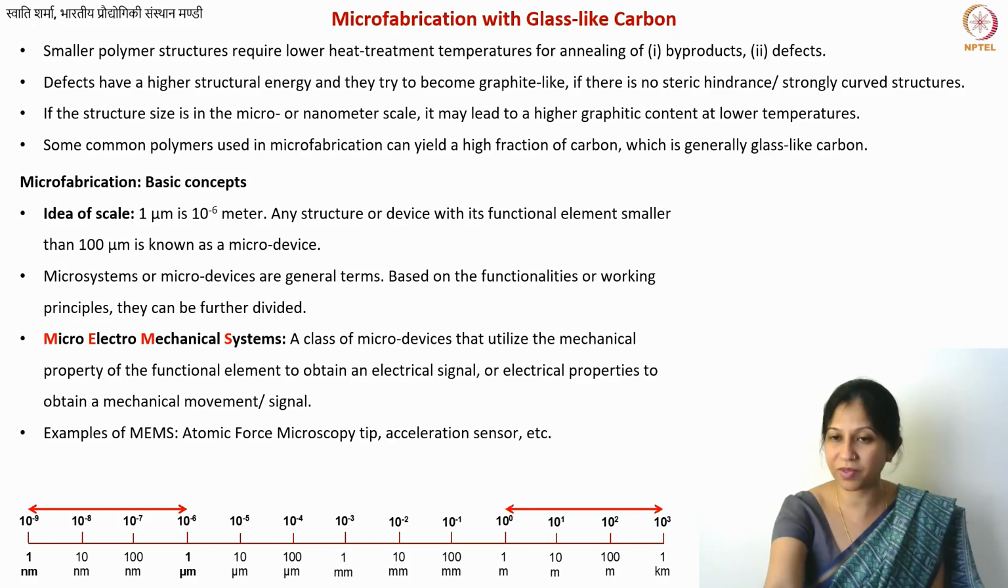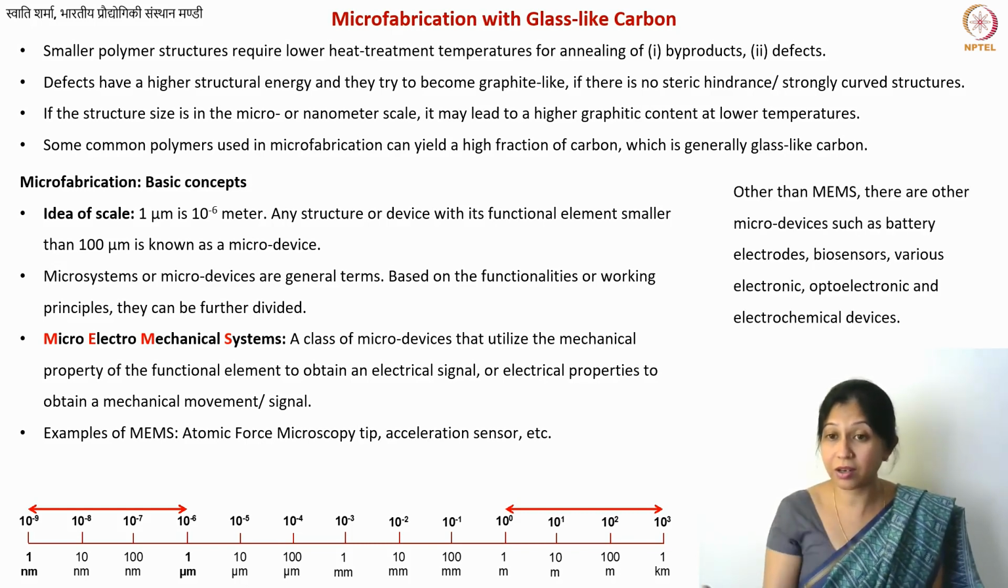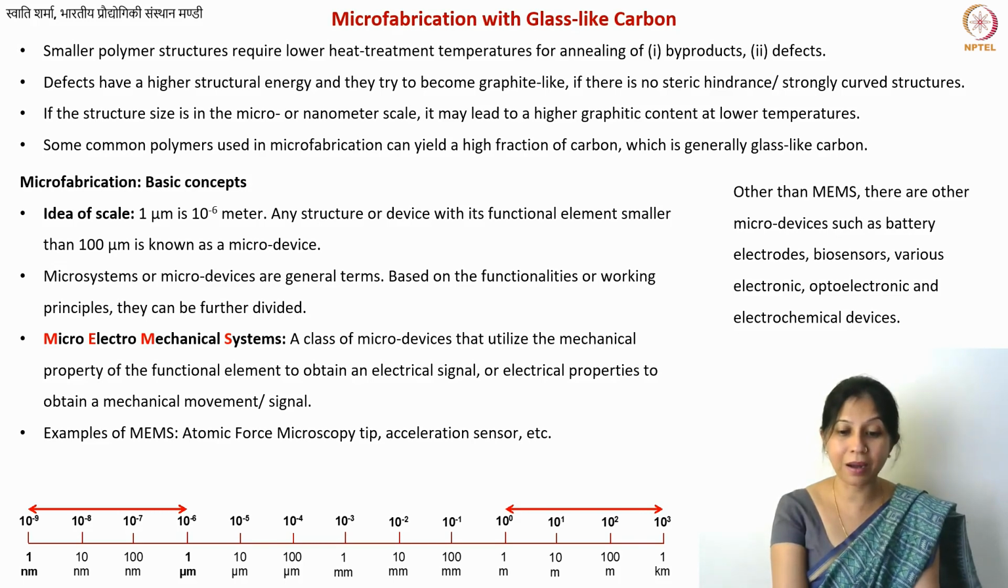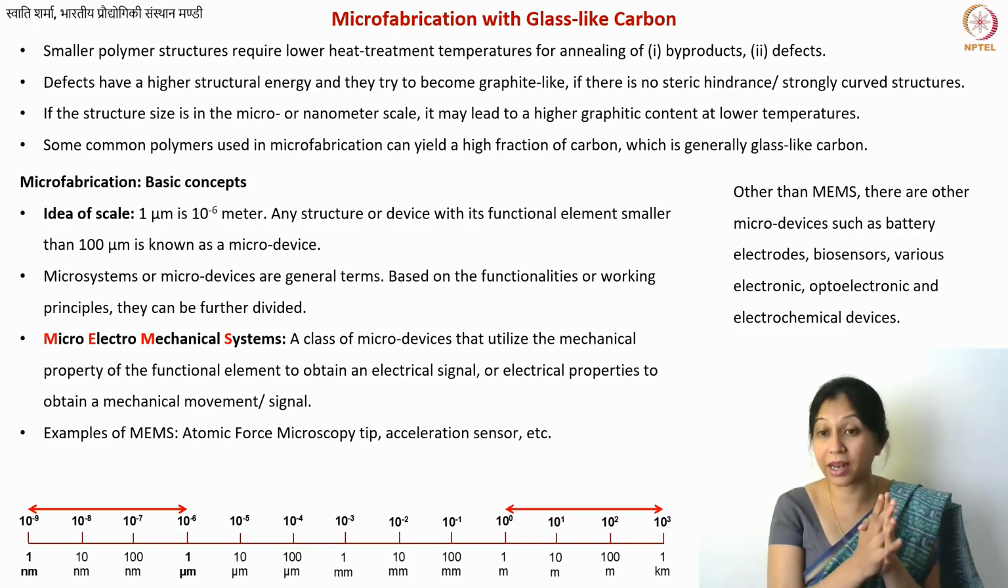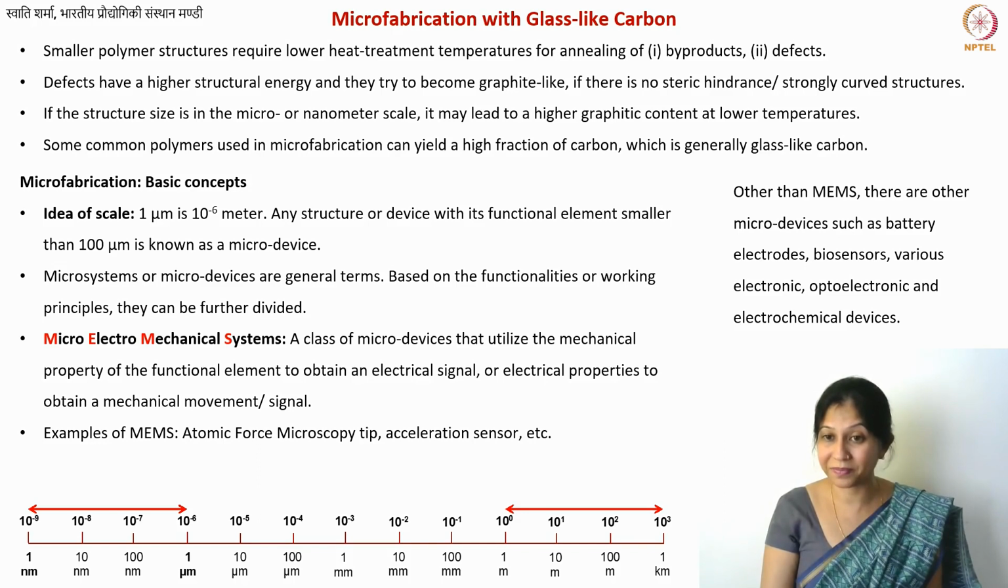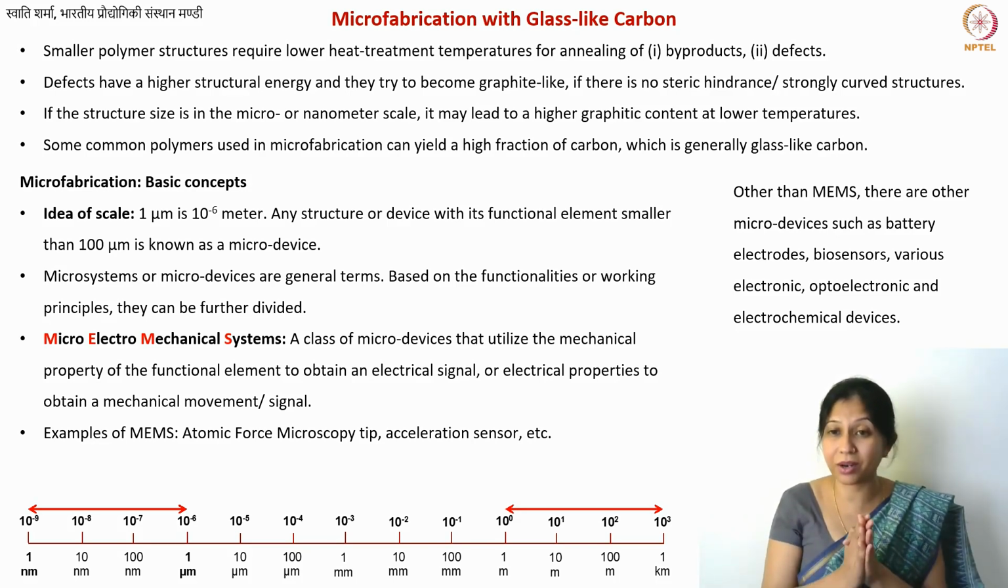You can do an internet search and find a lot of examples of MEMS. But remember that not all microscale devices are MEMS. That is very important, because other than MEMS, there are other types of microscale devices. For example, a battery electrode that has an electrochemical function. You don't call it a MEMS device because that is passive. There is no mechanical movement of that structure, and you're not getting an electrical signal because of mechanical movement. But if their dimensions are in microscale and the functional element is smaller than 100 micrometer, you will still call them microscale structures or devices.